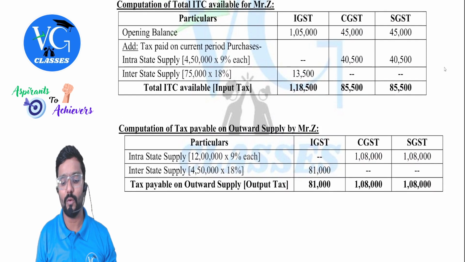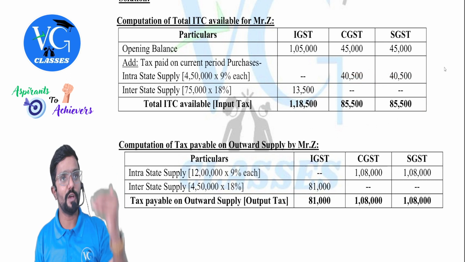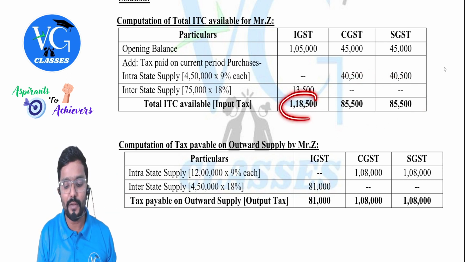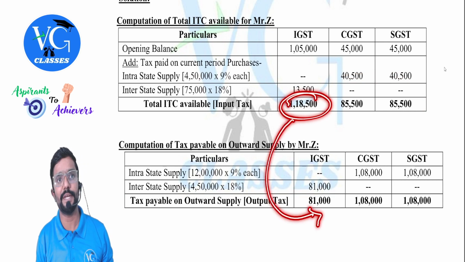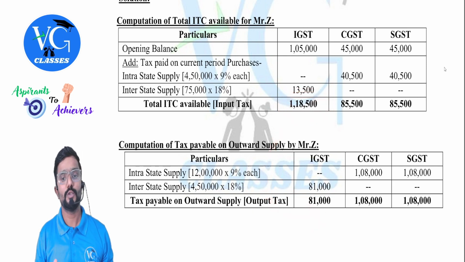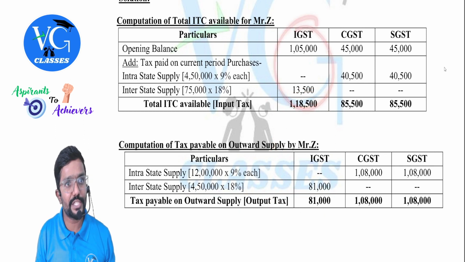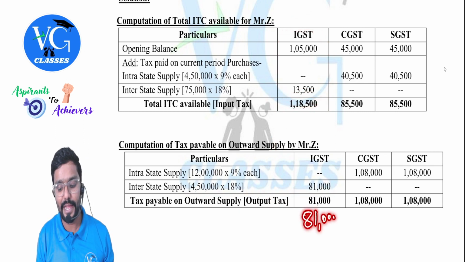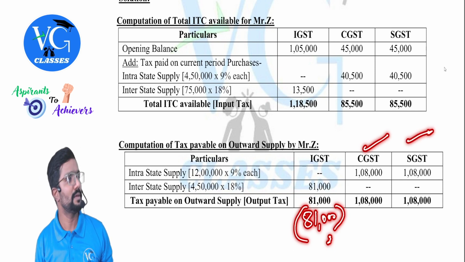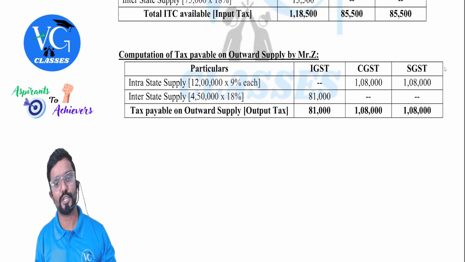That is our starting point. Now, whatever credit we have, we can adjust it, but we need to follow the order. First credit, I should use what, guys? IGST. IGST credit will be first utilized against what? IGST liability. But I have only IGST liability of 81,000. So can I use my credit fully? No. I can use IGST credit only to the extent of 81,000 against IGST liability. Remaining, I can adjust against CGST liability or SGST liability in any order, in any proportion.